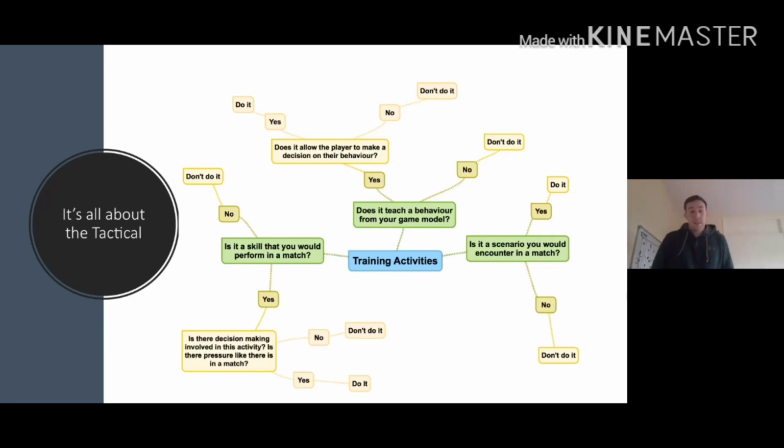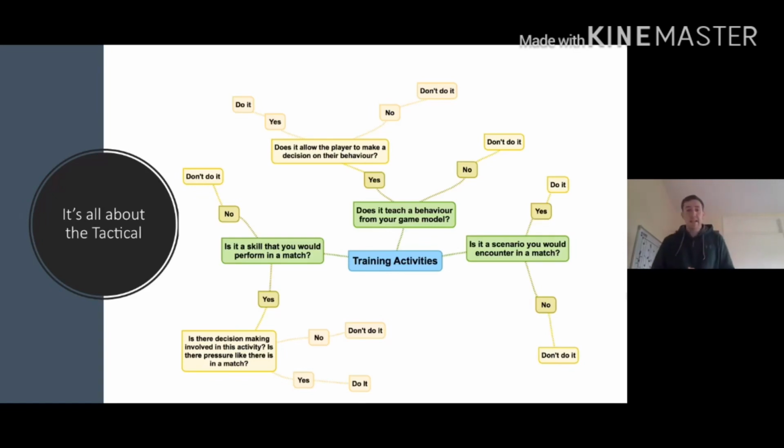But the other element that you need to have there is defensive pressure. You're going to need to execute these skills under pressure in a match, so you're going to need some sort of defensive pressure there as well. So immediately it's looking more like a match scenario than just a 3-man weave.